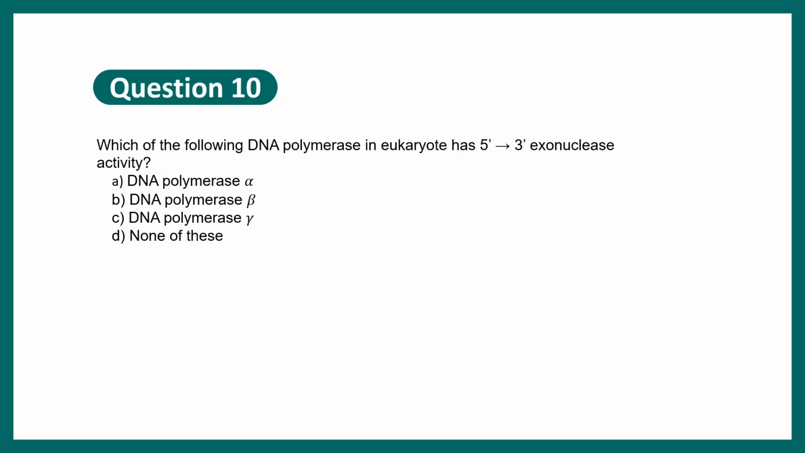Now, the last question says, which of the following DNA polymerases in eukaryotes has 5' to 3' exonuclease activity? DNA pol alpha, DNA pol beta, DNA pol gamma, none of these. Now, for this question, I'm not going to tell the solution. You can write the solution in the comment section.